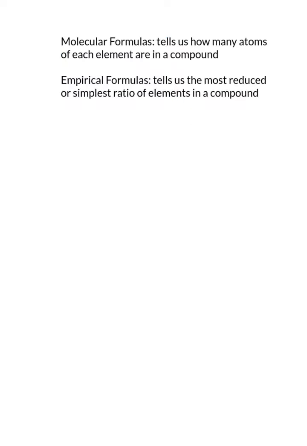So, molecular formulas tell us how many atoms of each element are in a compound, whereas empirical formulas tell us the most reduced or simplest ratio of elements in a compound. Sometimes, like in the case of CO2 or H2O, the empirical formula and the molecular formula are the same. These two have a formula that's the simplest ratio of elements in a compound, but it's also the true molecular formula. It is the amount of atoms of each element that are in the compound as it exists.